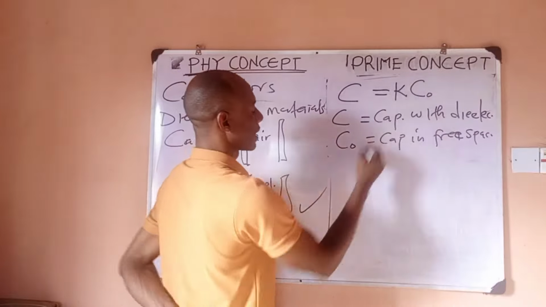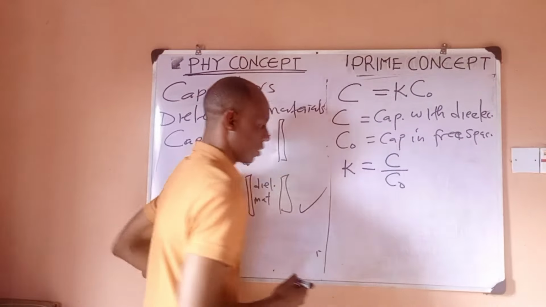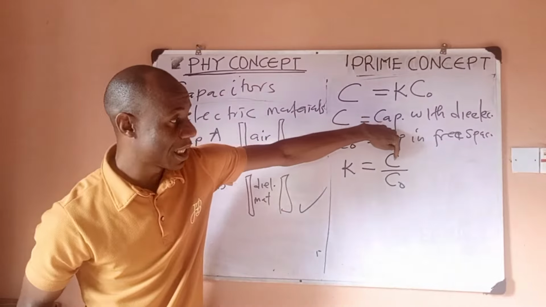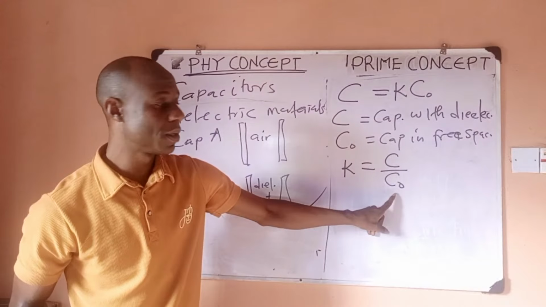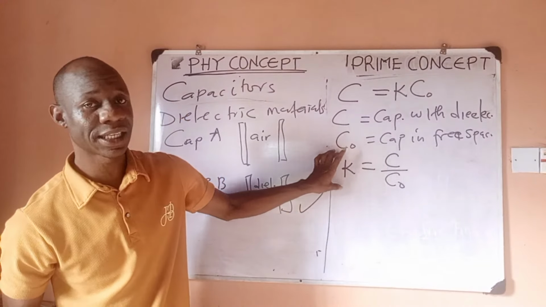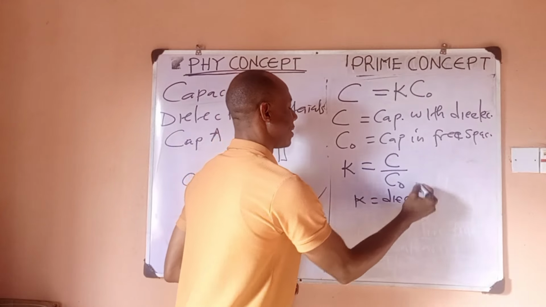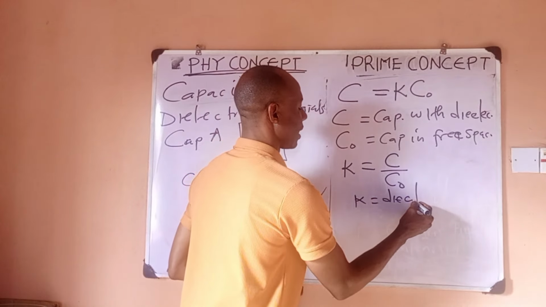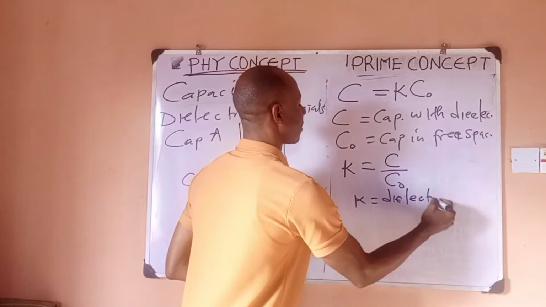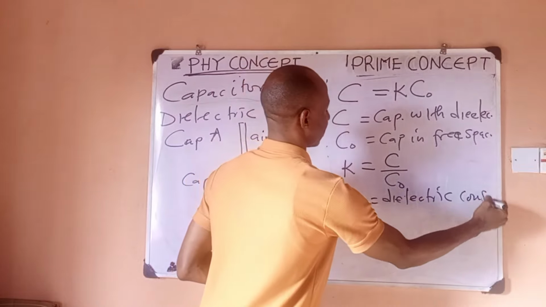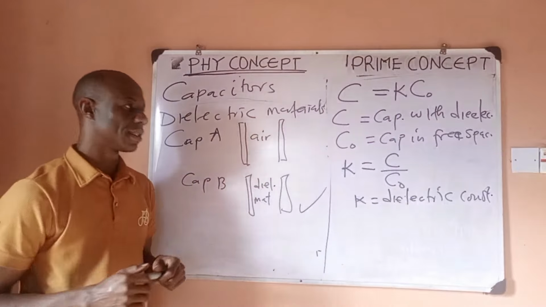Now, if I make K the subject, K is equal to C over C naught. So this is capacitance with dielectric. This is capacitance in free space. So this ratio is known as K. And K is called dielectric constant.